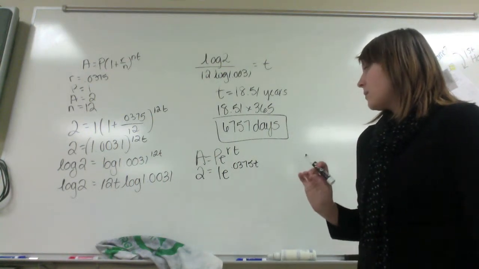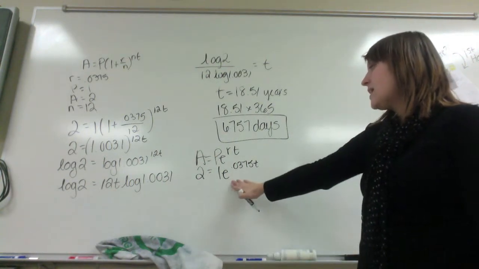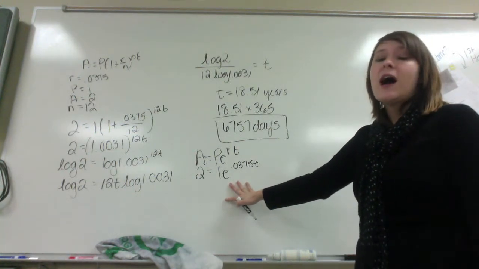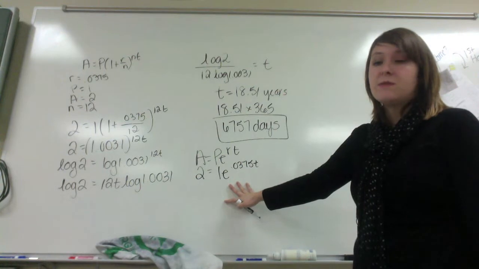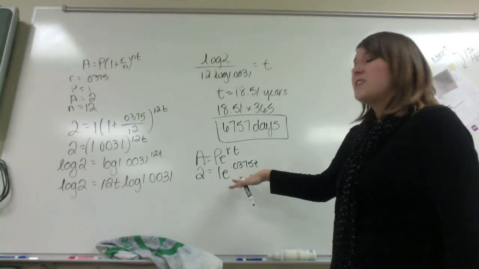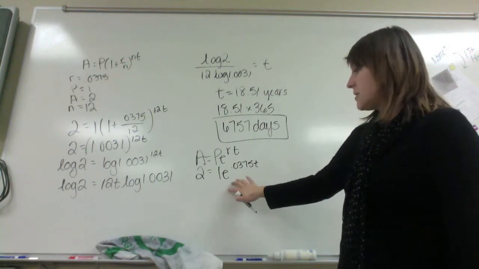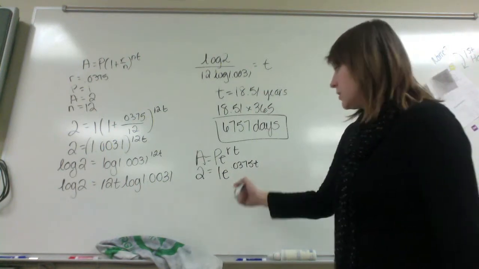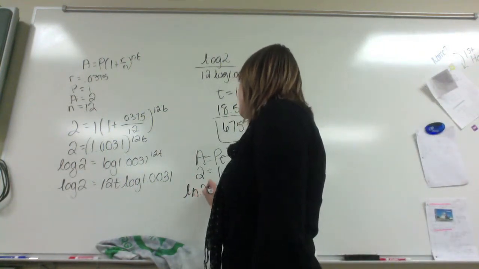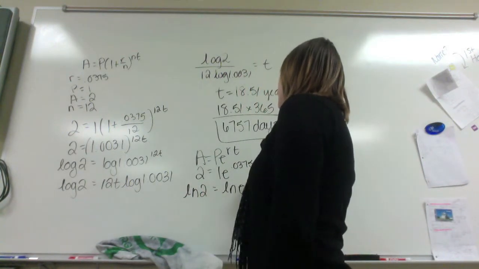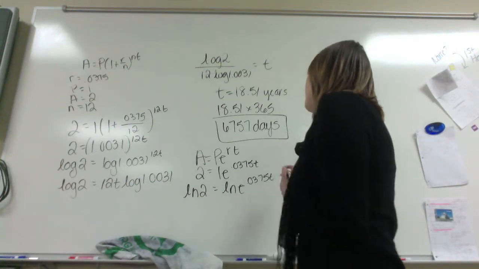Okay, now my problem here is that I have a base of e, which actually isn't a problem because I have a natural logarithm which has a base of e as well. So I'm going to take the natural log of both sides this time instead of taking the common log because there is an e in this function here. So I've got the natural log of 2 equals the natural log of e to the 0.0375t.